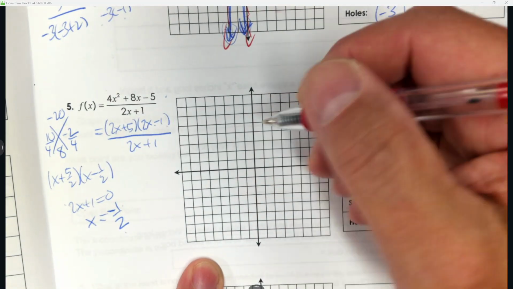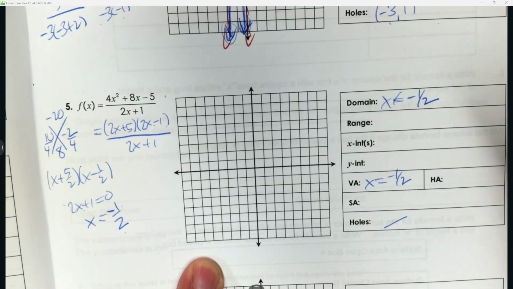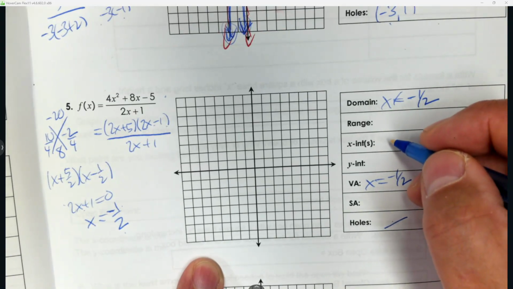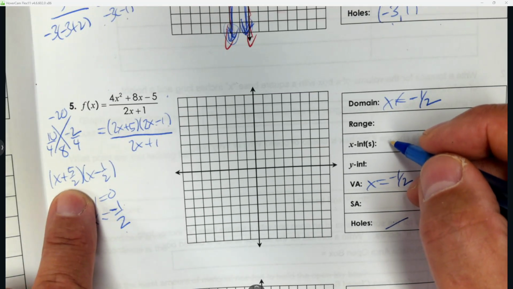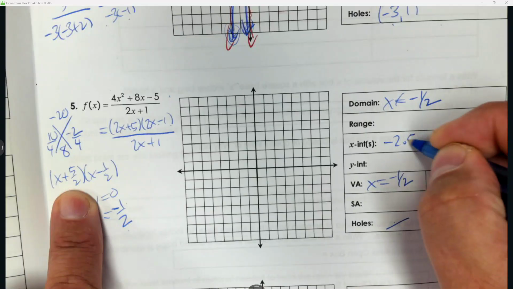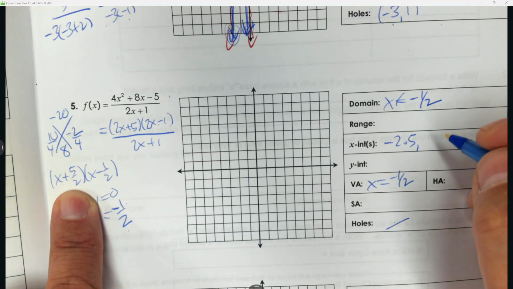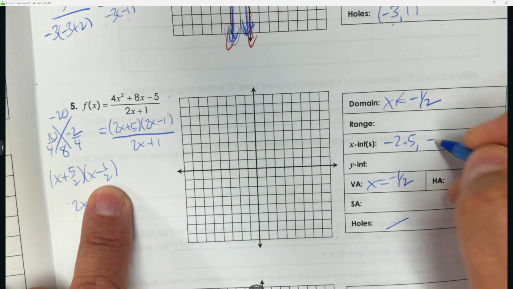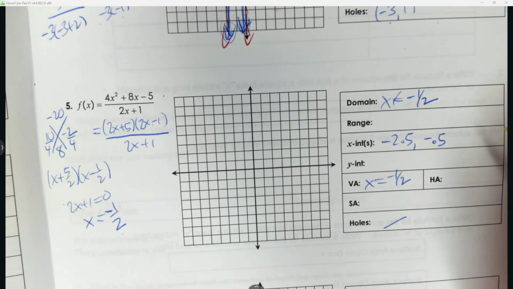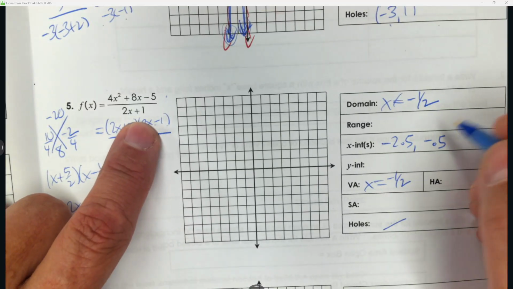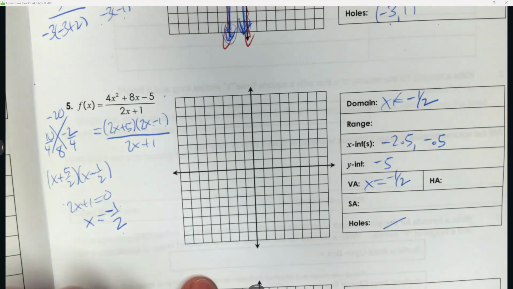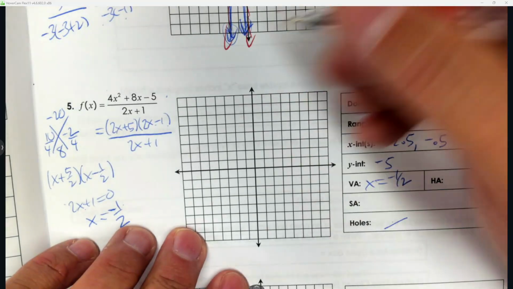Let's see what I want my scale to be. X-intercept on top is negative here, right? Negative 5 over 2, which is negative 2.5. Easier to graph with decimals. Negative 1/2 is negative 0.5. The y-intercept, the last number divided by the last number, that's negative 5. We'll just keep the scale at 1. So we have negative 1/2.